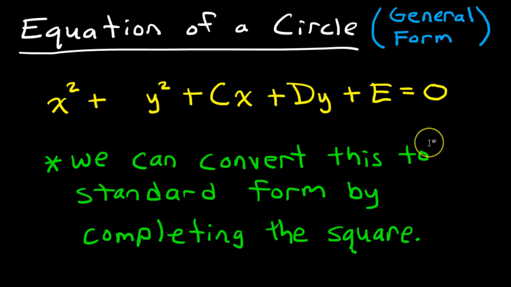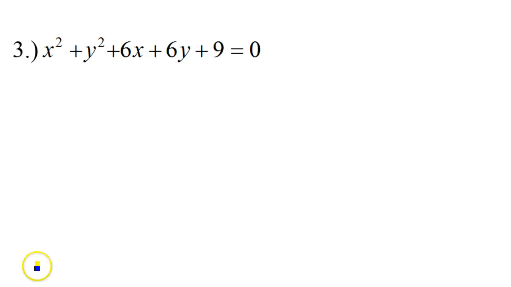Sometimes we will be given the equation of a circle in what's called general form. Notice there are no parentheses involved. So in general form, you cannot tell at a glance what's the radius or the center of the circle. So it's not as useful in that way. However, we can convert this into standard form by completing the square. I will show you that now.